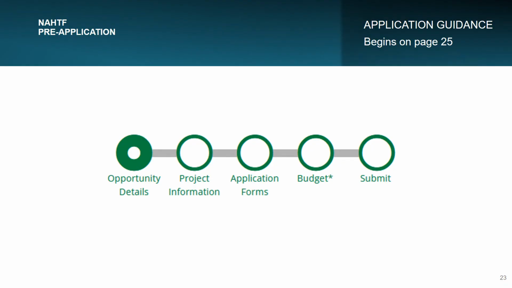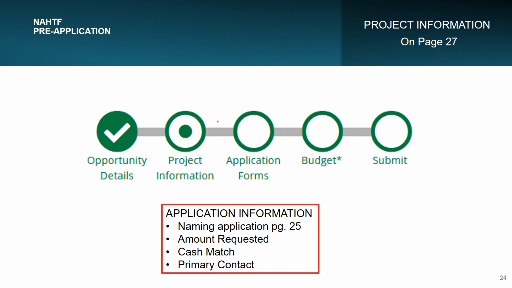When you first enter the application, you will come to the Opportunity Details page. This is basic information about the application cycle. There is nothing to be completed on that page. You will simply click Save at the bottom to be taken directly to the next section, which is Project Information. On the Project Information page, you will be asked to name the application, which you can find the details on how to do on page 25. You will be asked the amount requested for the trust fund. Your cash match will be entered, and the primary contact will be entered here as well.